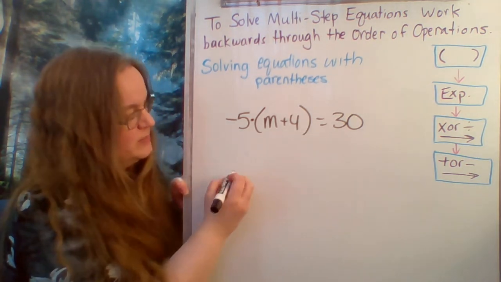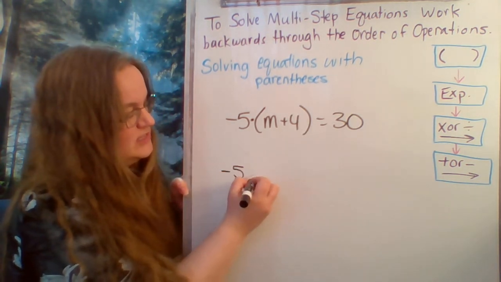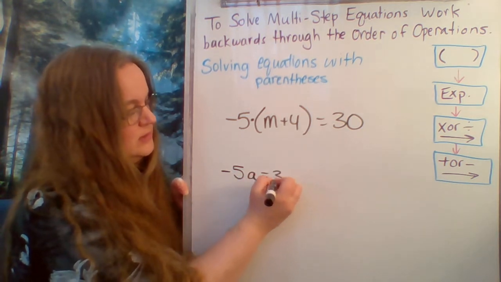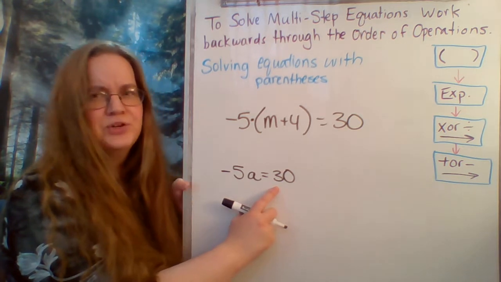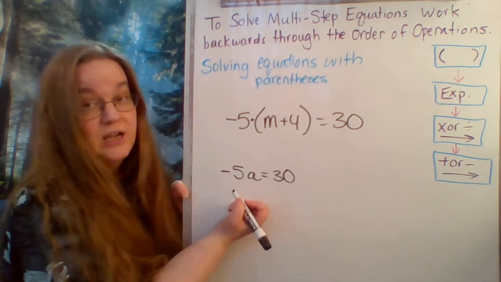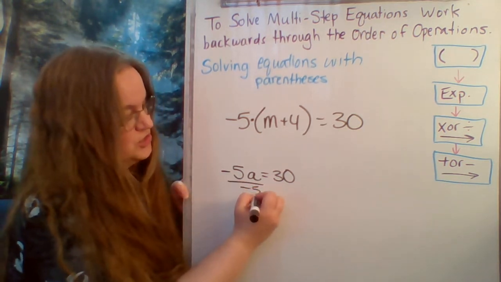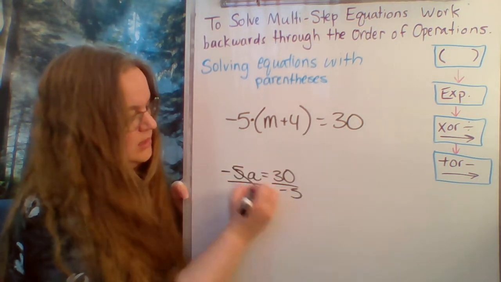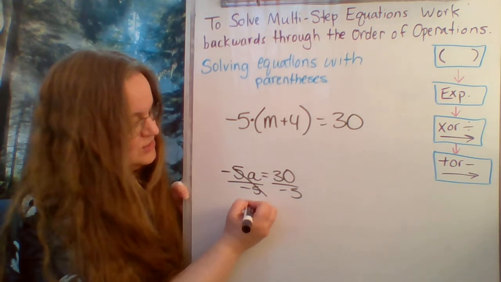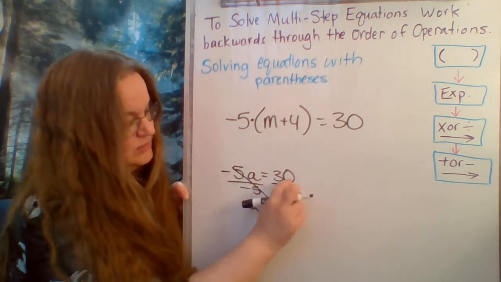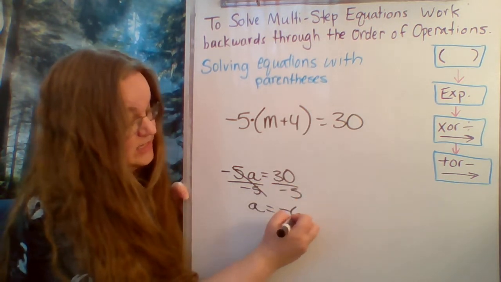So a way to think about this is if I had a one-step equation that looked like this, I would have -5 times mystery number a equals 30. Well, what would I do? Well, I do the opposite of multiplication, which would be division. And so -5 divided by -5 is 1. And so 1 times a is a, and I would do 30 divided by -5 is -6.